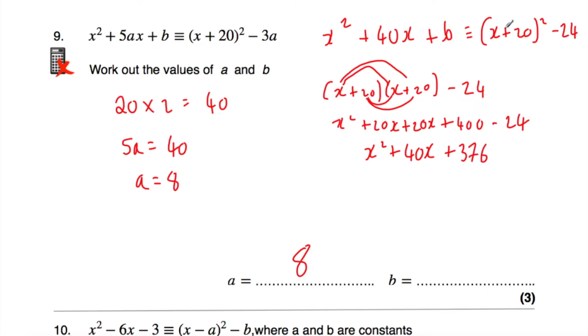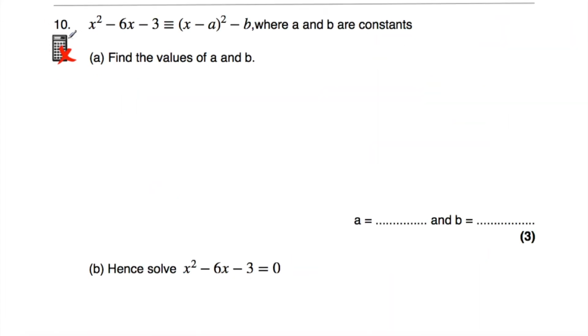So we've now got that this right hand side is x squared plus 40x plus 376. On the left hand side we've got x squared plus 40x plus b, so that means that b is 376. And that's it. Okay, let's have a look at our next question, question number 10.